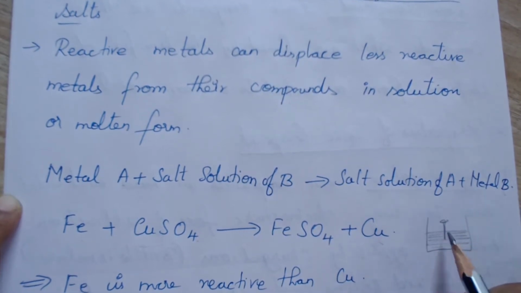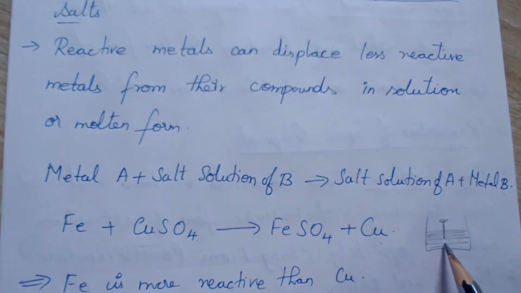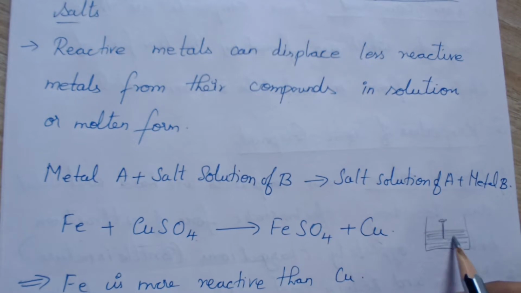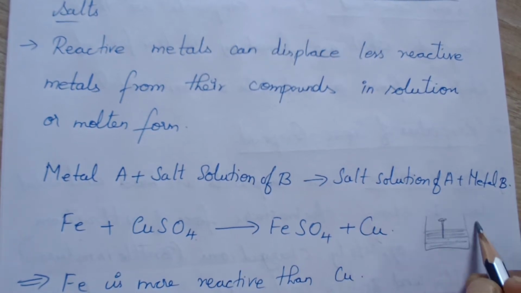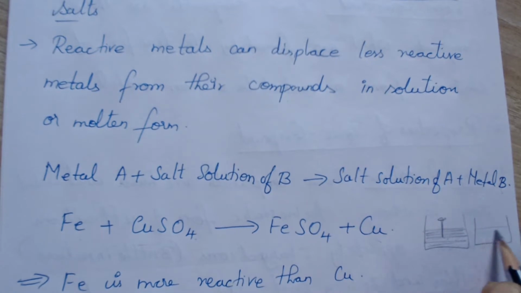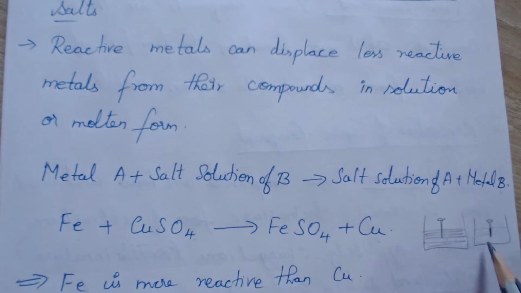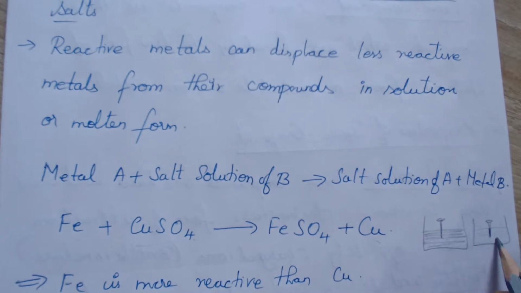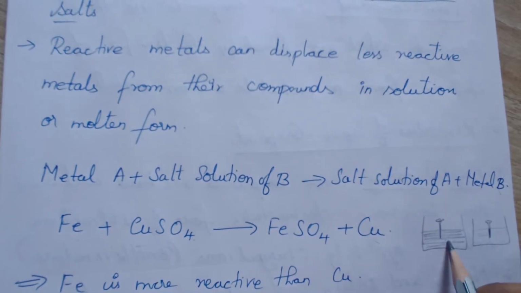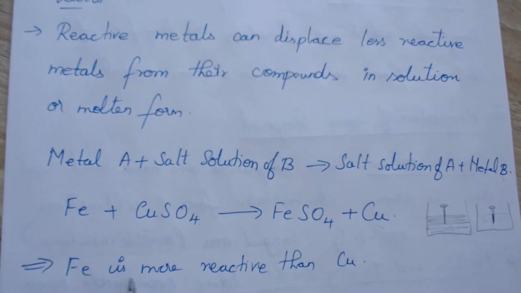What happens? The solution begins to fade, because the copper sulfate solution is blue in color. When the reaction starts, it begins to fade, and you can see the color change. The copper is separated, right? You can see the brown color deposition over here. This is copper. So this solution becomes colorless or fades. This is because of FeSO4, but this is copper sulfate, CuSO4. Here iron is more reactive than copper, that's why it replaced the copper from its compound.